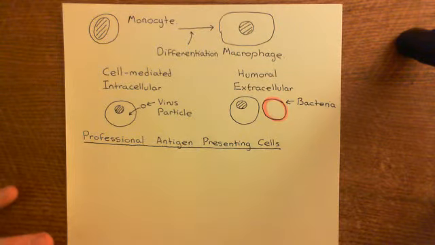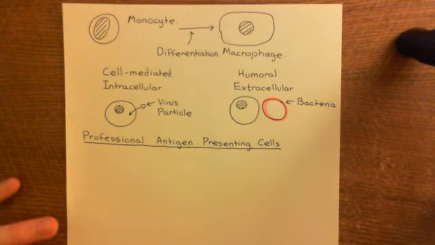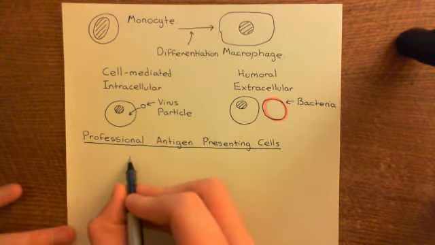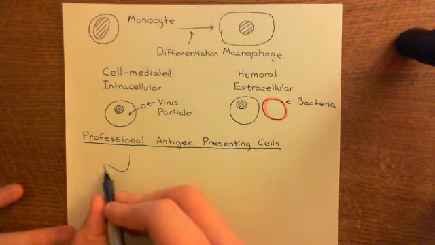Now all cells can do this process of antigen presenting, but they're not capable of activating the adaptive immune system, and I will explain why in a moment. Okay, so let's begin the story then. So we have our dendritic cell or our macrophage.